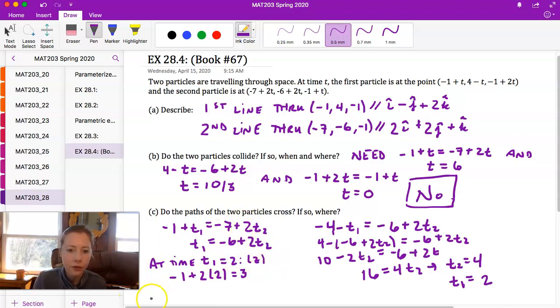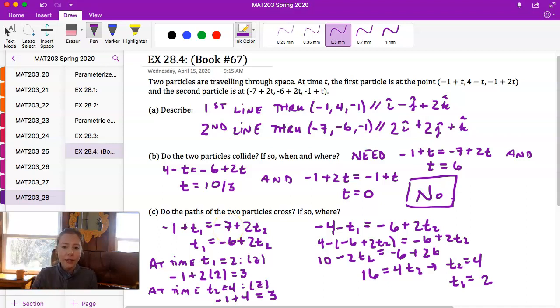And for the second particle, we need to figure out the z coordinate for t2 equals 4. And that is going to be -1 plus 4, which is equal to 3. Okay, so we do have the same z coordinates when we have matching x and y coordinates.